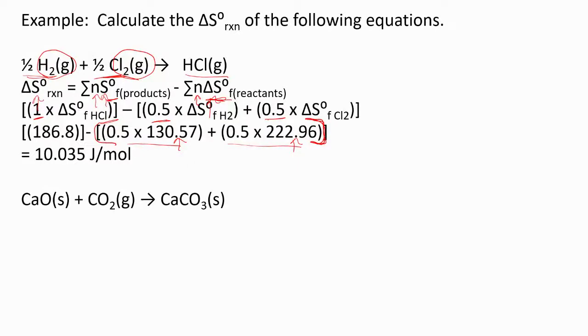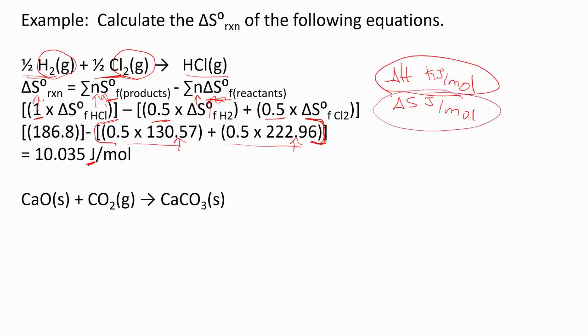We get 10.035. Now notice here, this is joules per mole. So delta H was in kilojoules per mole. Delta S is in joules per mole. So this is very important. You need to make sure you have the correct units. Kilojoules for delta H, joules for delta S. All right, let's do this next example.